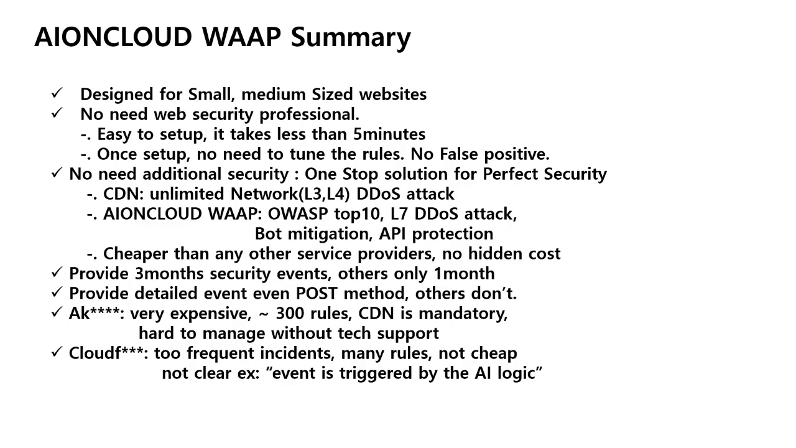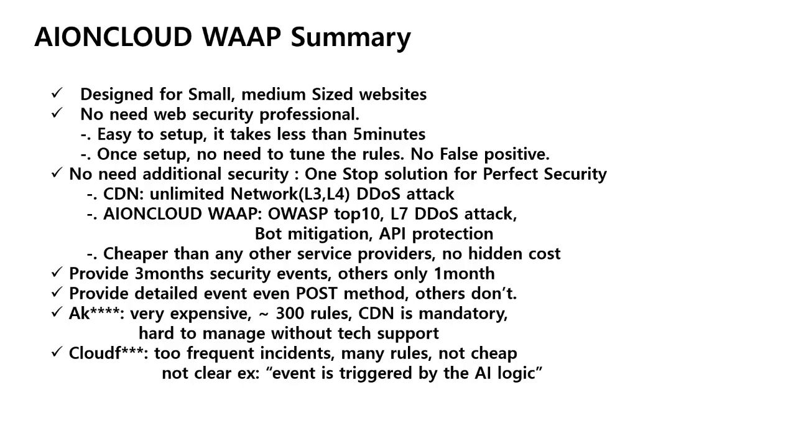Next, since IonCloud is a perfect security solution that meets lots of security requirements such as API protection, bot management, and DDoS mitigation, there's no need for an additional security solution for that. Moreover, it's cheaper than any other service provider. No hidden cost. And let's look at other service providers.